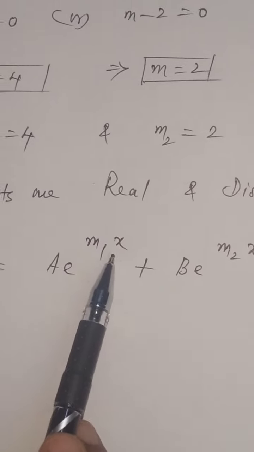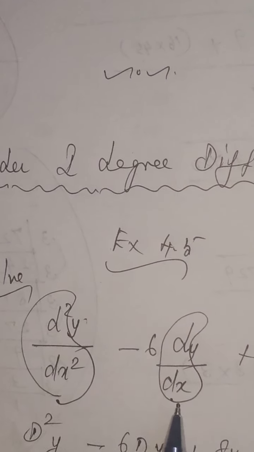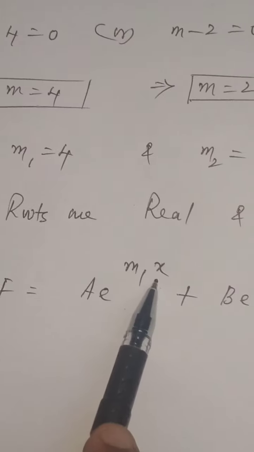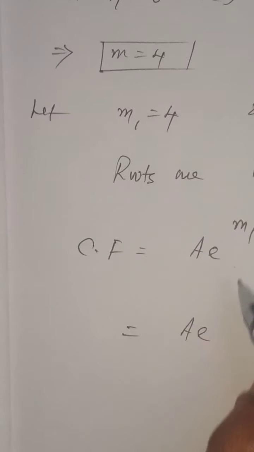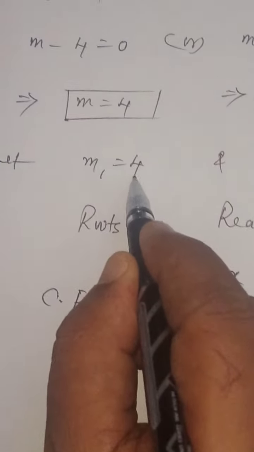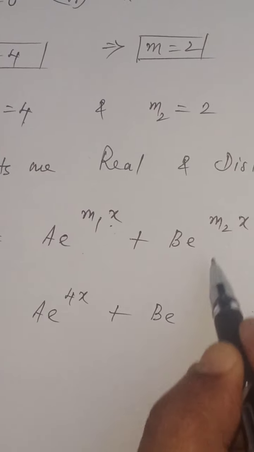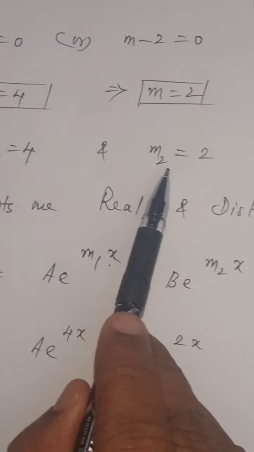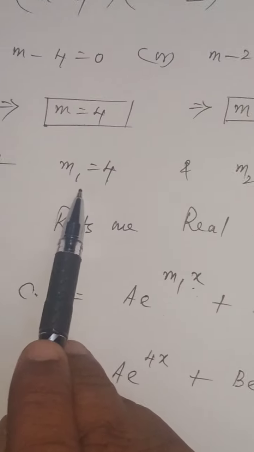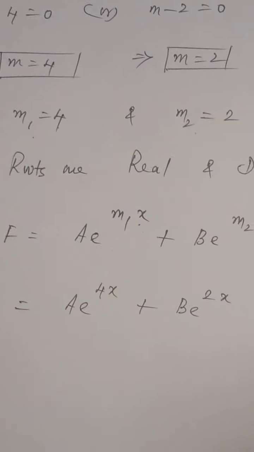Why have I written x? Here, what is in the denominator? X is a function, correct? X square, an x function, here x function, so that you have to write x. That is equal to a into e power m1, this m1 can be replaced by 4x, plus b into e power m2, that is equal to 2x. Even you can consider m1 as 2, m2 that is equal to 4. Okay. So complementary function is over.